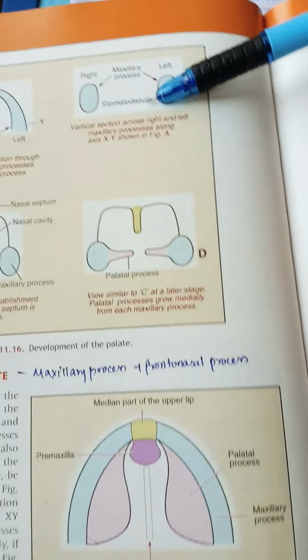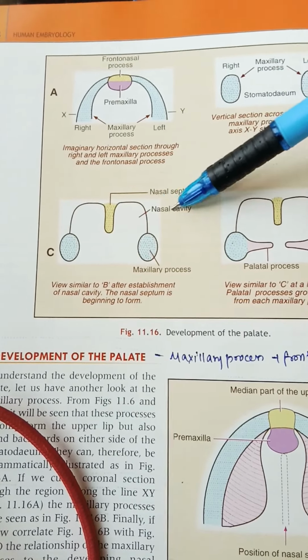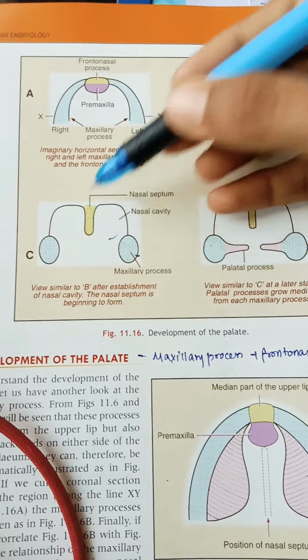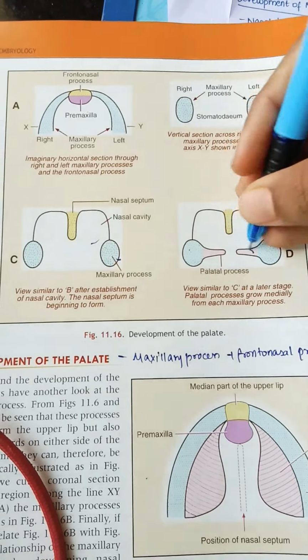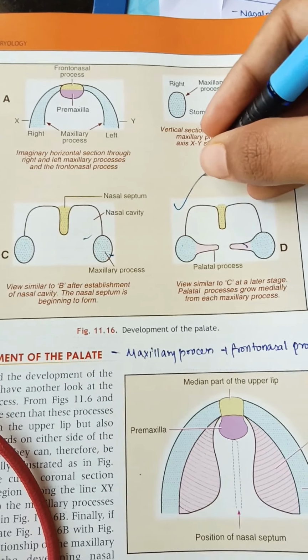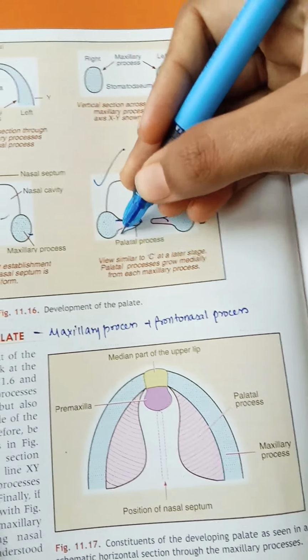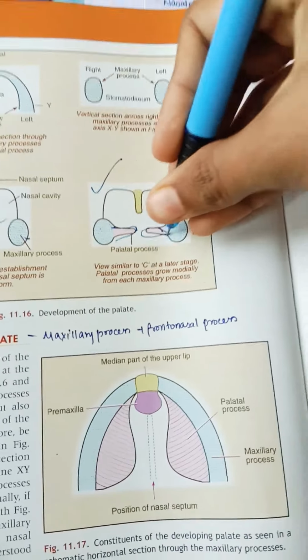right and left side maxillary process. Here is the stomodeum and this is the nasal septum. This is the nasal cavity, and the maxillary process is over here. So this is actually used for the representation of the secondary palate, how it forms. So the maxillary process, especially the palatine process over here, comes together and fuses to form our secondary palate.